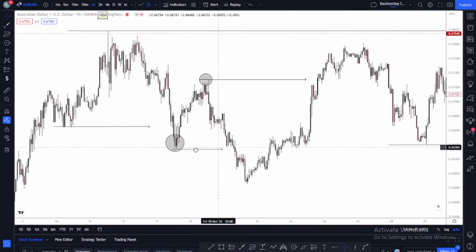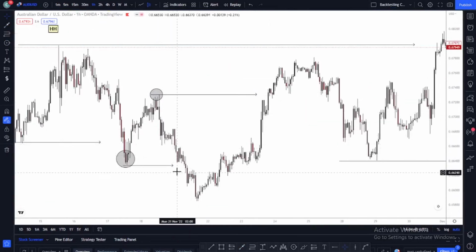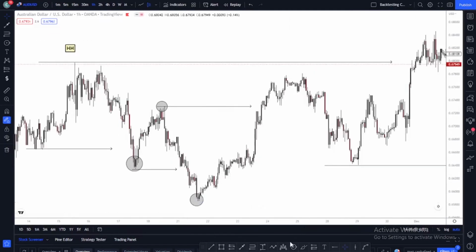Okay, good. So after price closed below this lower low, what did price do? It created a new lower low. What did it do? Price then went ahead and created a new higher high.